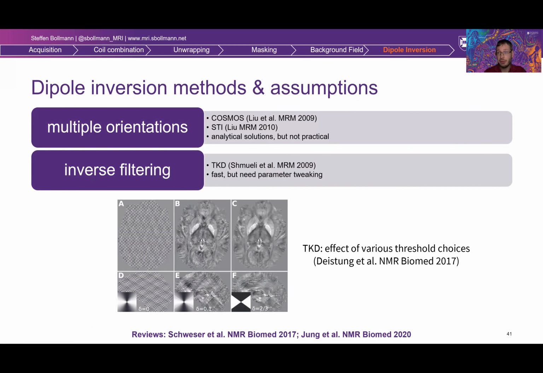Then there's also inverse filtering, which only needs one orientation of the data. One example there is TKD, truncated k-space division. It's fast, but it needs parameter tweaking, and you can see that in the image below. When we just divide by the unregularized dipole kernel, we end up dividing by zeros, and we get a lot of noise amplification and no usable data. The regularization then replaces these zeros with fixed values, and we see that the reconstructions get better. But the higher this value is, the more we will bias our results as well. So then we need to correct these results to be quantitatively correct again.